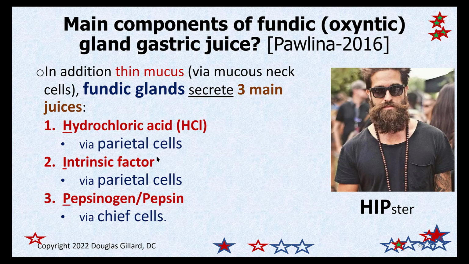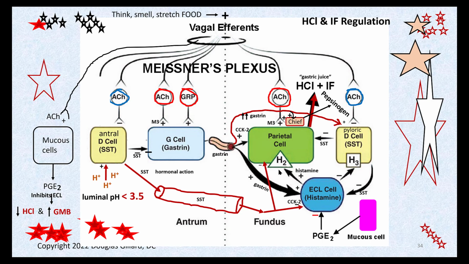All right, so main components of fundic gland juice. Very simple physiology question. I always remember hipster. So HIP stands for the juices that come out of fundic glands. There's hydrochloric acid, H; intrinsic factor, I; and P is for pepsinogen. Specifically, hydrochloric acid comes out of parietal cells. Intrinsic factor comes out of parietal cells. Pepsinogen comes out of chief cells. Got it?